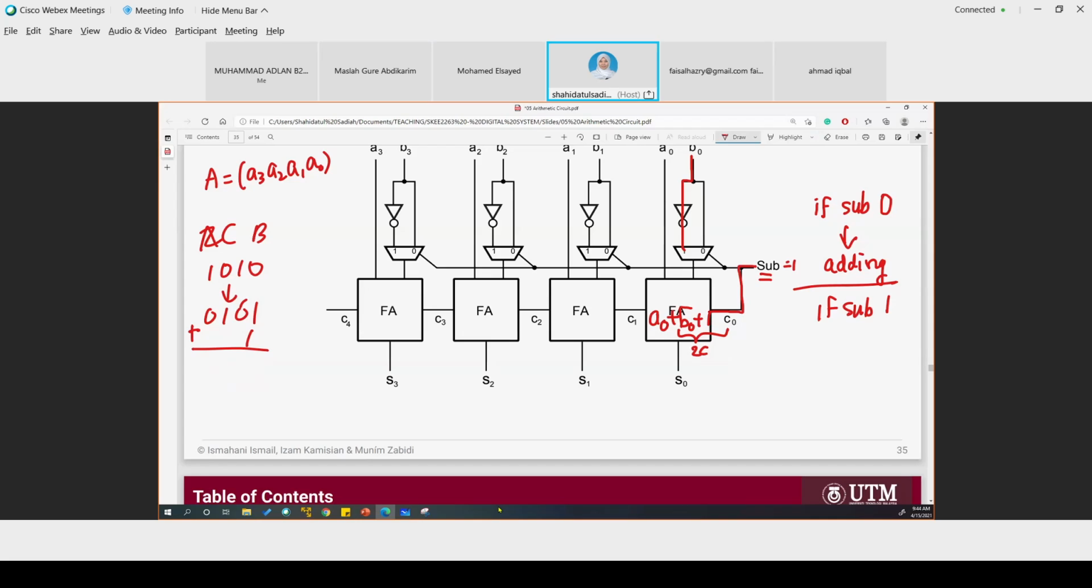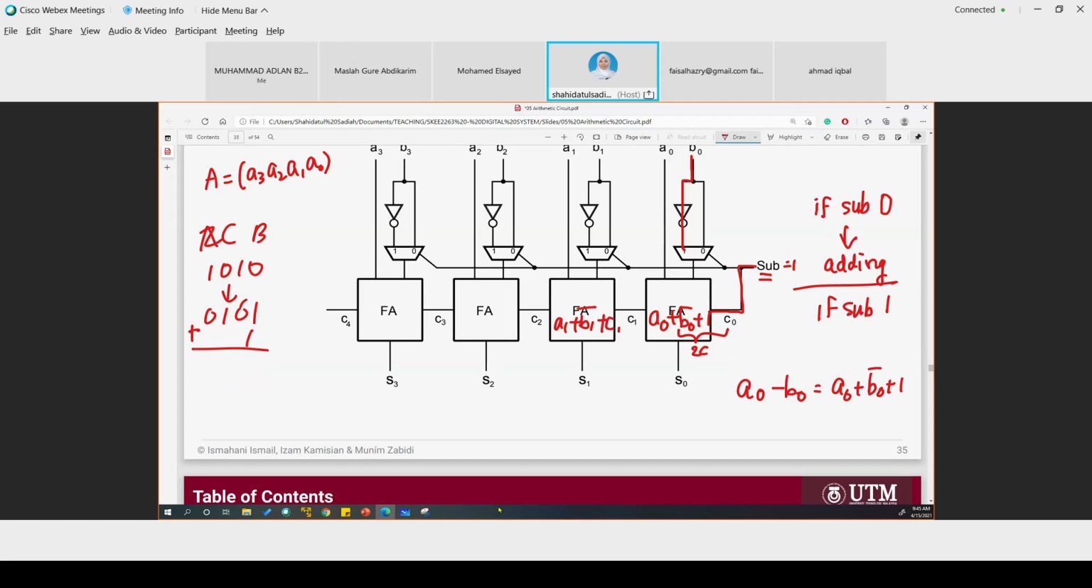Okay. We are subtracting by adding. A0 minus B0 is equal to A0 plus B0 bar. This one I got. Next one. So we have A1 and B1 on the next full adder, right? Okay. A1 plus B1 bar plus C. So if C is 0, then it's not subtraction, right? Yes, it's subtraction.